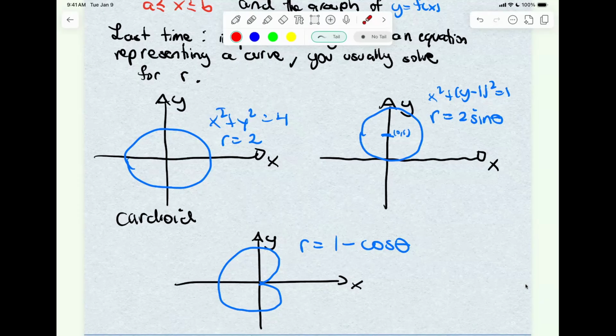Literally, it is almost like a linguistic substitution: instead of writing x squared plus y squared equals 4, I can just switch to polar and it becomes r equals 2.